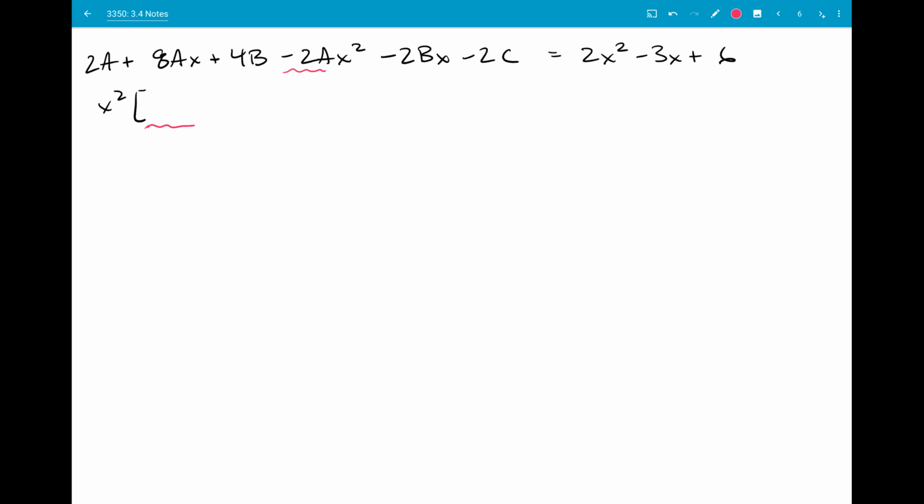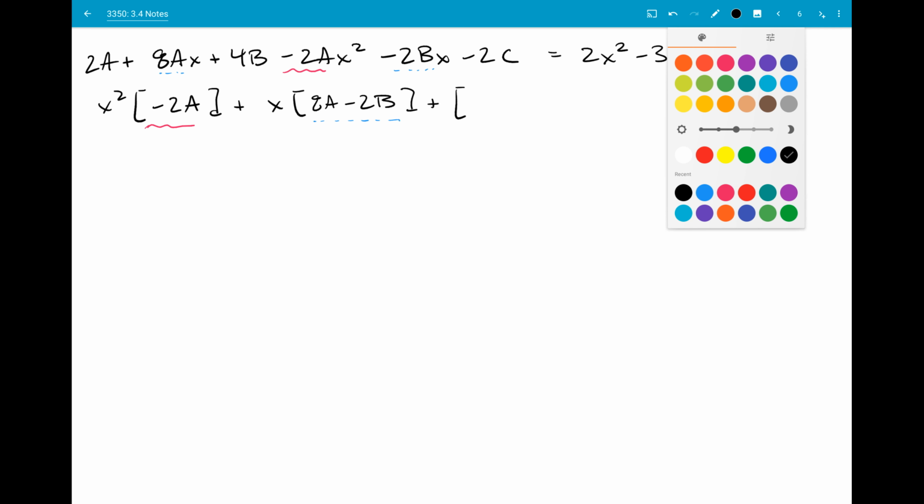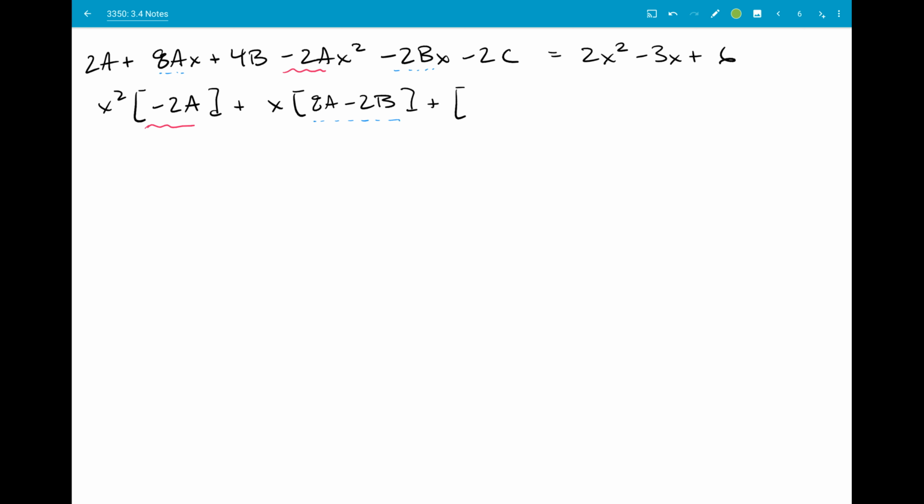I'll try to be consistent about using some colors here to help keep things organized. So minus 2a times x squared. My x terms are going to be, let's see, here's an x term, there's an x term. So I've got 8a minus 2b. And then my 1 terms, or just constant terms, however you want to think about that, are going to be 2a, 4b, and minus 2c.